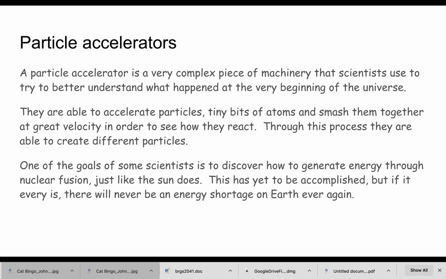And some of them are hoping to find a way to capture the energy that's created through nuclear fusion. If we're able to do this, it's going to give us an unlimited source of energy. We'd never have to drill for oil. We'd never have to build another windmill or solar panel. We'd have enough energy for everybody, basically forever. We haven't figured it out yet, but that is one of the goals, and people are working hard at it every single day.